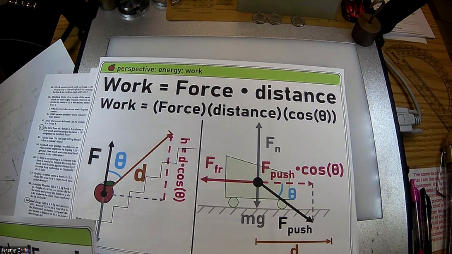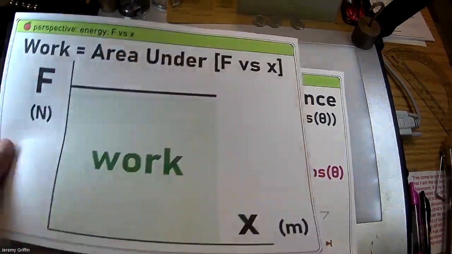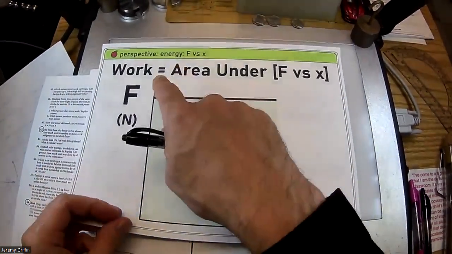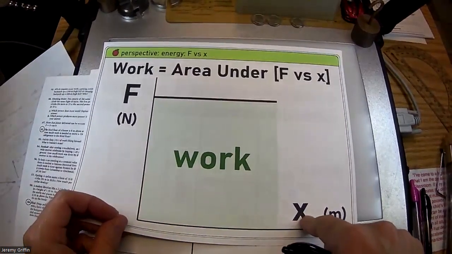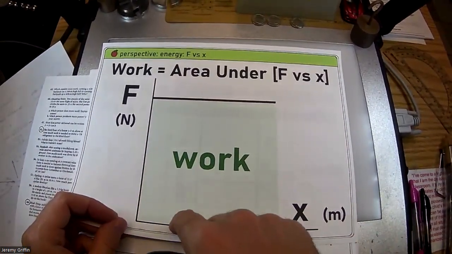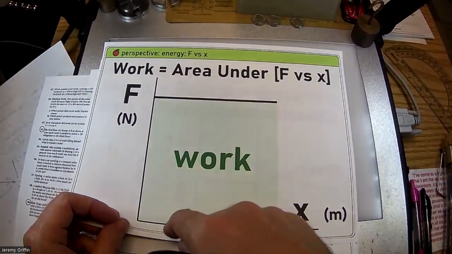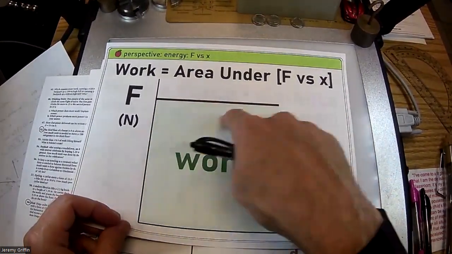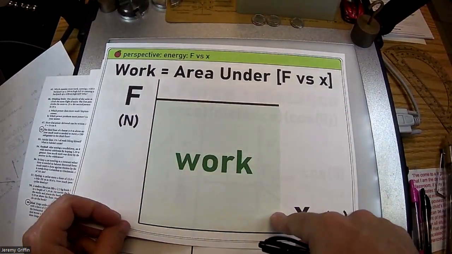Okay. Well, if work is force times distance, then if you have a graph that has force on one axis and distance on the other axis, force times distance sounds a lot like base times height, right? So the area under a curve could represent the energy transfer. So there's your work.